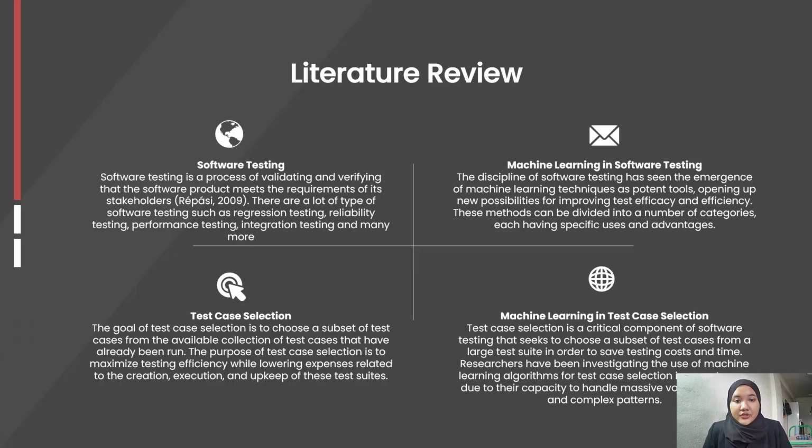Next would be the literature review. There are 4 sections in my literature review. First is about software testing. Software testing is a process of validating and verifying that the software product meets the requirements of its stakeholders. And there are a lot of types of software testing such as regression testing, reliability testing, performance testing, integration testing, and many more. But my focus will be on regression testing.